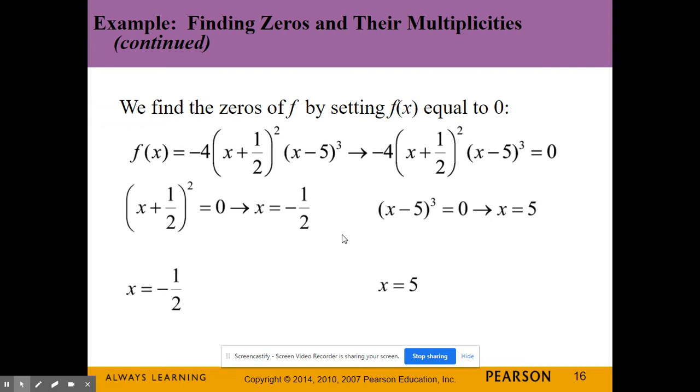So just take the x plus 1/2 squared, set that equal to 0, which essentially means x plus 1/2 equals 0. So you subtract 1/2 and you get x equals negative 1/2. So x equals negative 1/2 is one of the zeros. For the other factor here, x minus 5 cubed, set x minus 5 equal to 0, so you get x equals 5. So x equals 5 is one of the zeros.